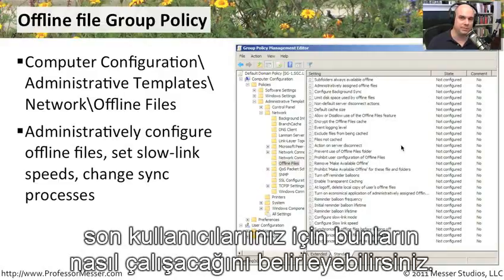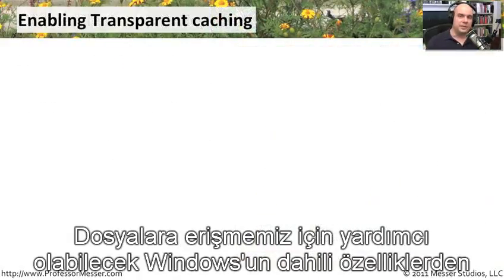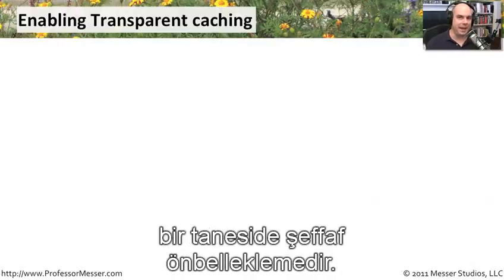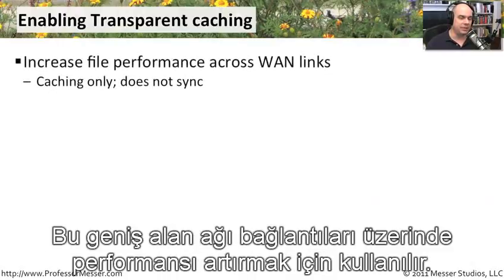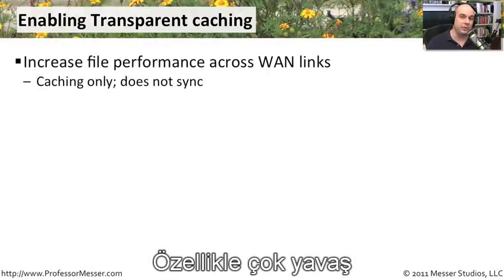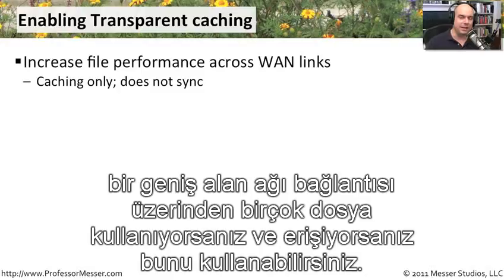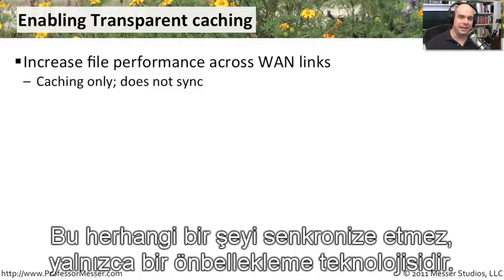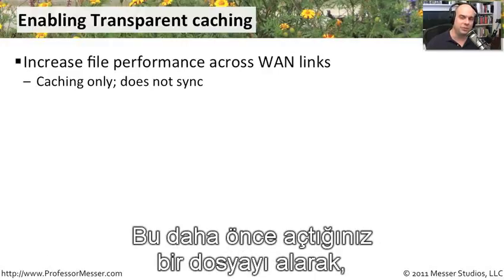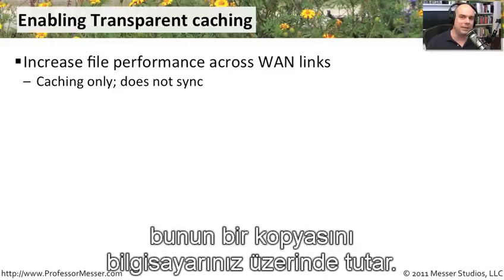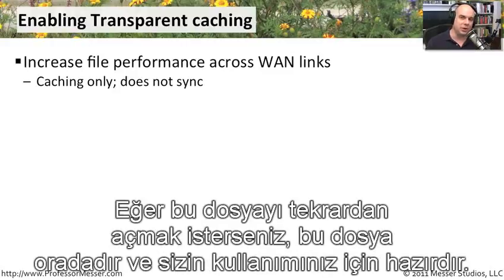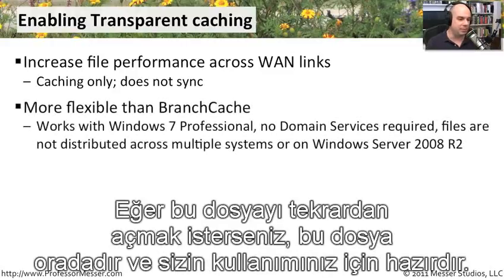There's another built-in feature of Windows that can help with access to files called transparent caching. This is something that is used to increase performance over wide area network links, especially if you're accessing a lot of files over a very slow wide area network connection. This does not sync anything. This is just a caching technology. It simply takes a file that you've previously opened, keeps a copy of it on your computer so that if you'd like to open it again, it'll be there and available for you.